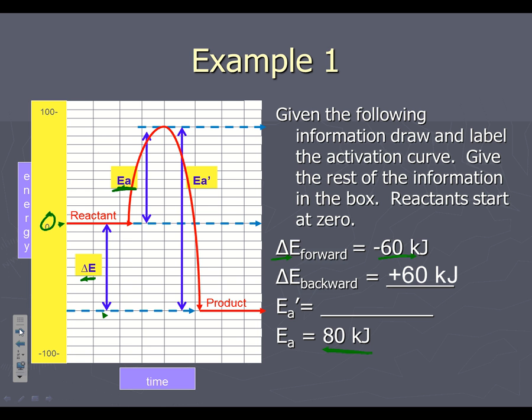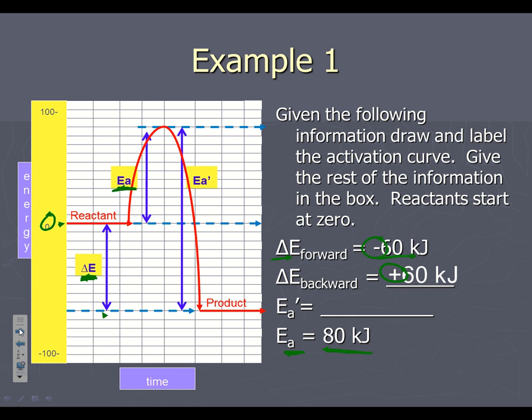EA right here represents this. Oh, so then where's the plus 60? Right here, delta E is just which way I'm going. The only thing that's going to change here is just the signs. Activation energy, or the E of A prime, will be given, because otherwise you won't be able to draw the graph.